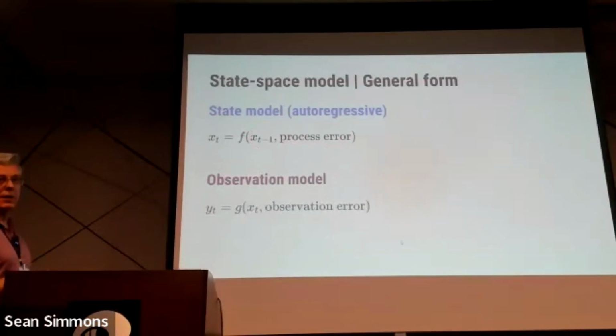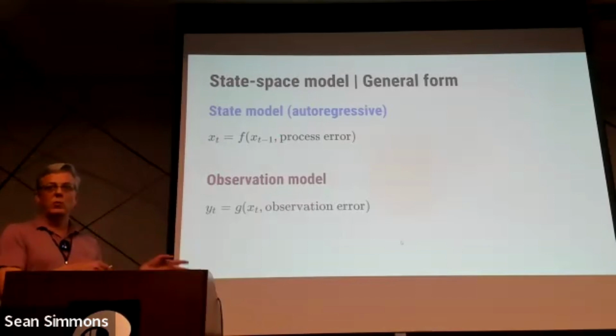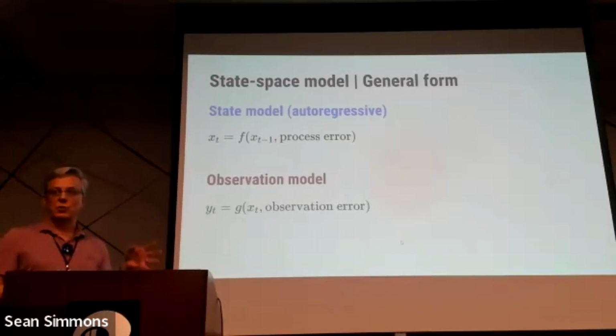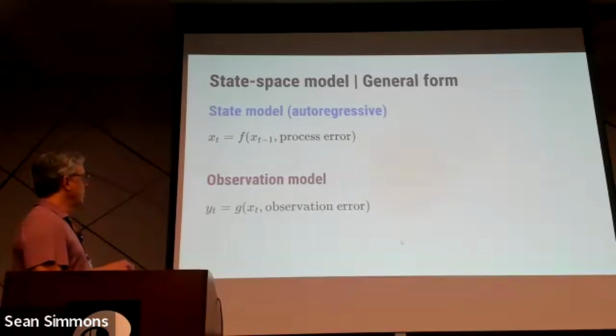plus some process error. Now, in this case, I'm lumping all kinds of covariates into that process error, some of which we might know, temperature, flow, et cetera. But you could just think of this as a generic case where we don't.